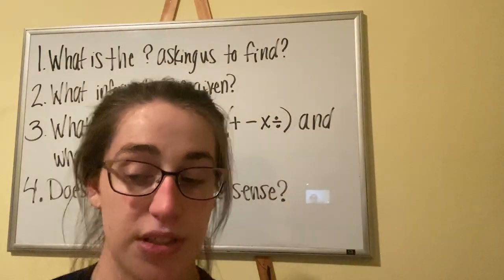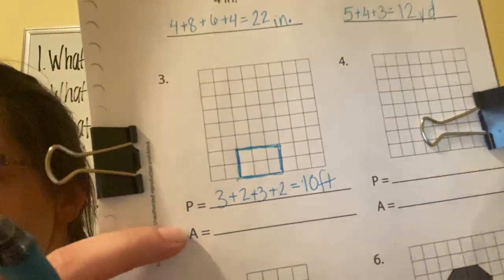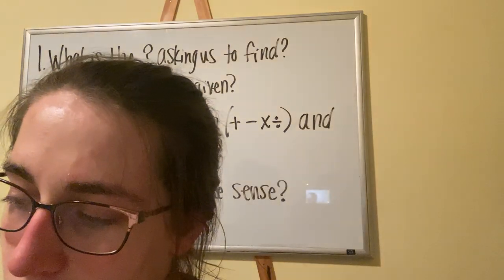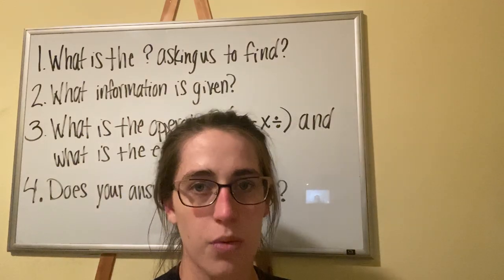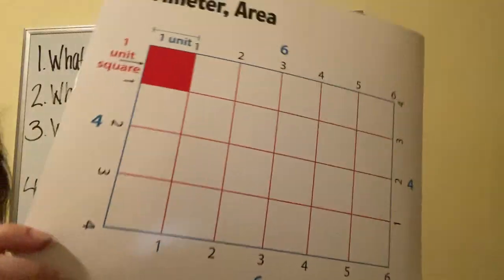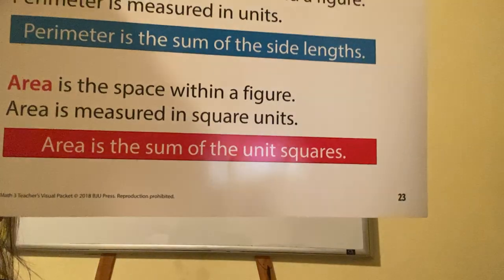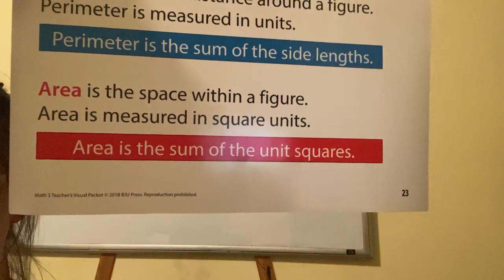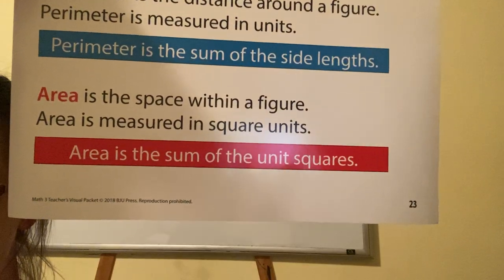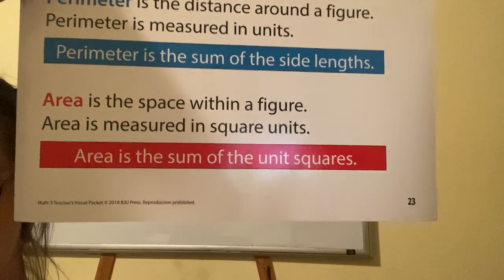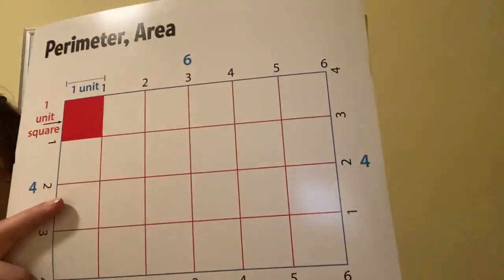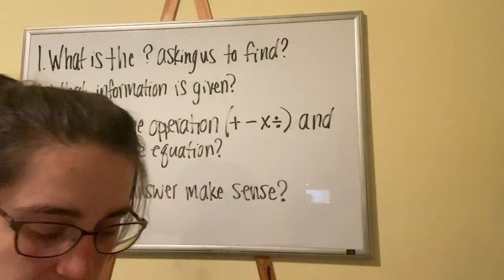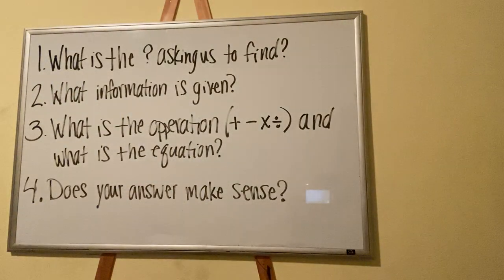Okay, we're gonna do the same thing with finding the area right here. Remember, the area, when we're talking about a shape, is the space inside a figure. Area is the space within a figure. Area is measured in square units. Area is the sum of the unit squares, the sum of what's inside. Okay. So we talked about the outside edges. Now we're going to talk about all the good stuff inside the shape.